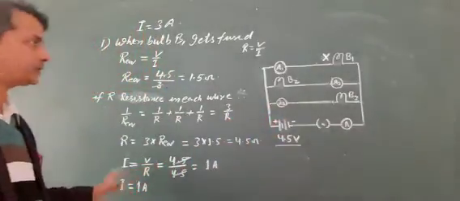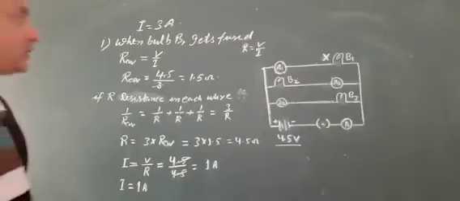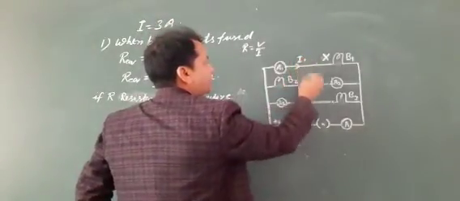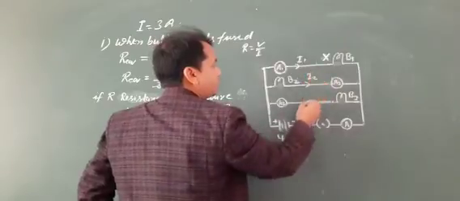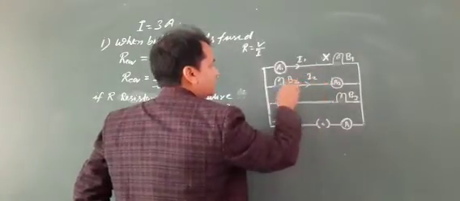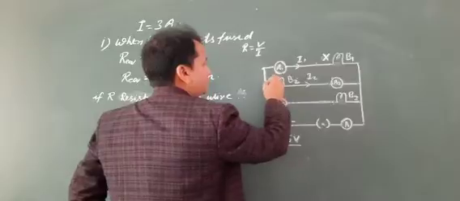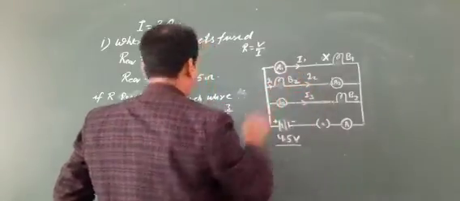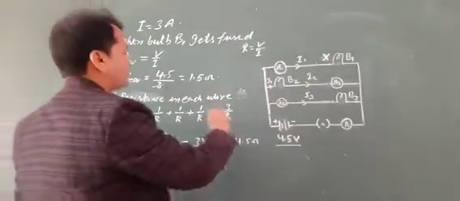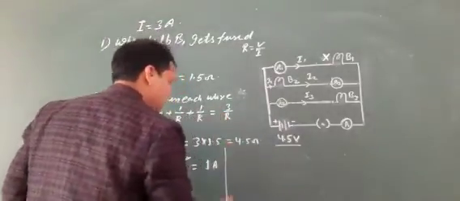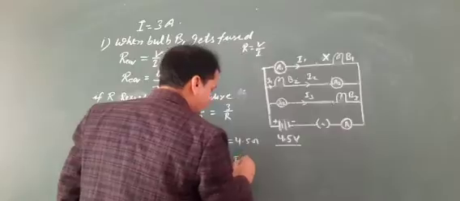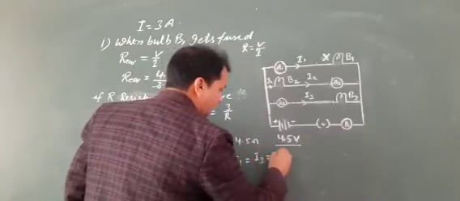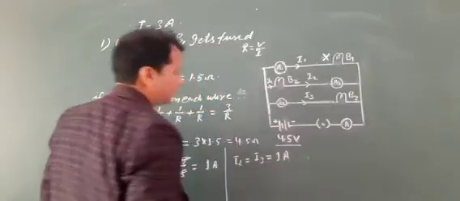So it is clear that, suppose I1 flows across to V1, I2 flows across to V2, and A3 flows across to I3. So it is clear that I1 equal to I2 equal to I3 equal to 1 ampere.